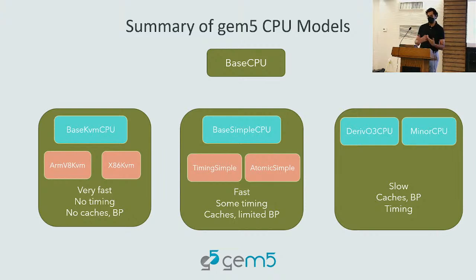Base simple CPU models are fast as well, and they could provide you a lot of timing information, especially if you're using timing simple CPU, but again, they have limitations in terms of branch predictor effects or the real timing of caches, if, for example, you're using atomic simple CPU. And finally, the most detailed CPU models, the O3 and MinorCPU, do modeling at very fine detail, but they're very slow, right? Because gem5 follows an execute-in-execute pipeline model, so it's very slow, but generally that brings in some accuracy. Any questions on the differences between CPU models?